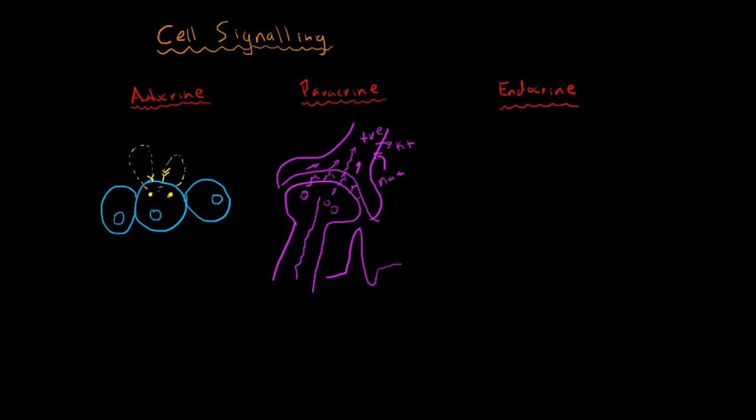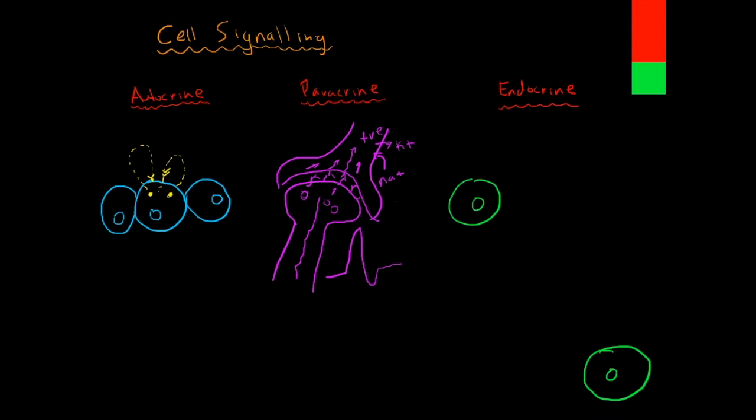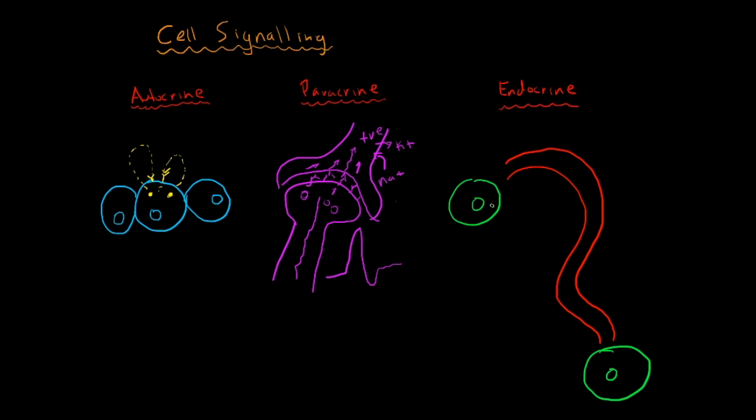The final type of cell signaling that I'm going to talk about in this video is endocrine signaling. So we have a cell here, and let's draw a cell way down here. Okay, and between these two cells we have this blood vessel. So it's traveling quite a ways down. Let's pretend that this is a cell in the brain, and this is a cell in your liver. So you would have this signaling molecule that would travel down this vein or artery.